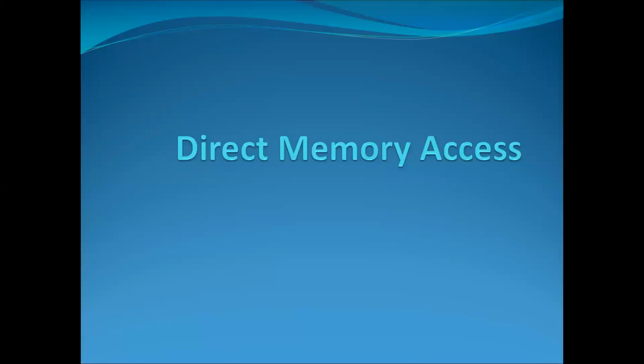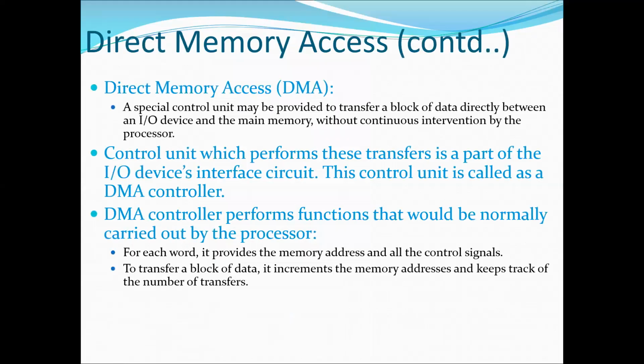So finally, we have another mode of IO access, which is direct memory access. It's the faster mode of accessing the IO devices. DMA, direct memory access. A special control unit may be provided to transfer a block of data directly between an IO device and the main memory without continuous intervention by the processor. So DMA is a module which can directly transfer a huge block of data without continuous intervention by the processor. The processor will not be busy over here.